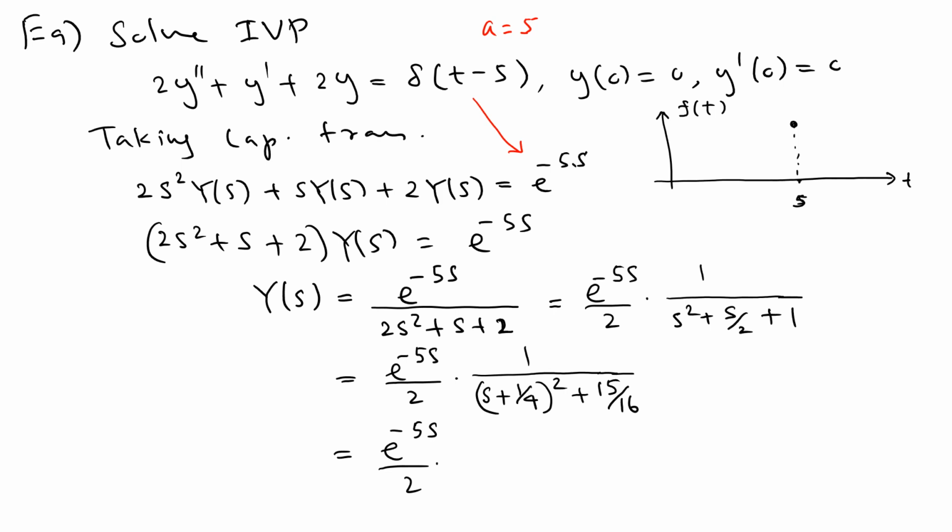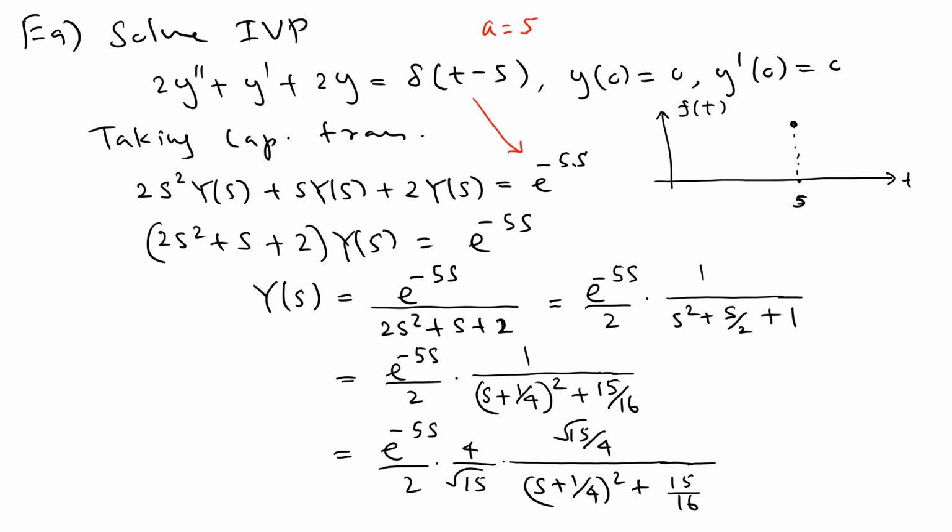So we're going to multiply and divide. Divide means 1 over. Write it like that, and then this is going to be s plus 1/4 squared plus square root 15 over 4 squared. So we can just write it like that, and this has to be square root 15 over 4. So we have everything we need.